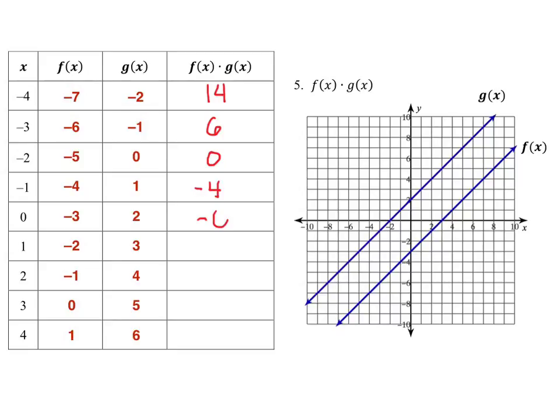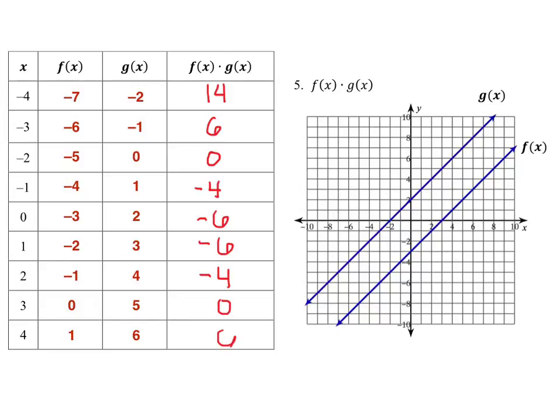Negative 3 times 2 is negative 6. Negative 2 times 3 is negative 6. Negative 1 times 4 is negative 4. 0 times 5 is 0. 1 times 6 is 6. And then go connect the dots.